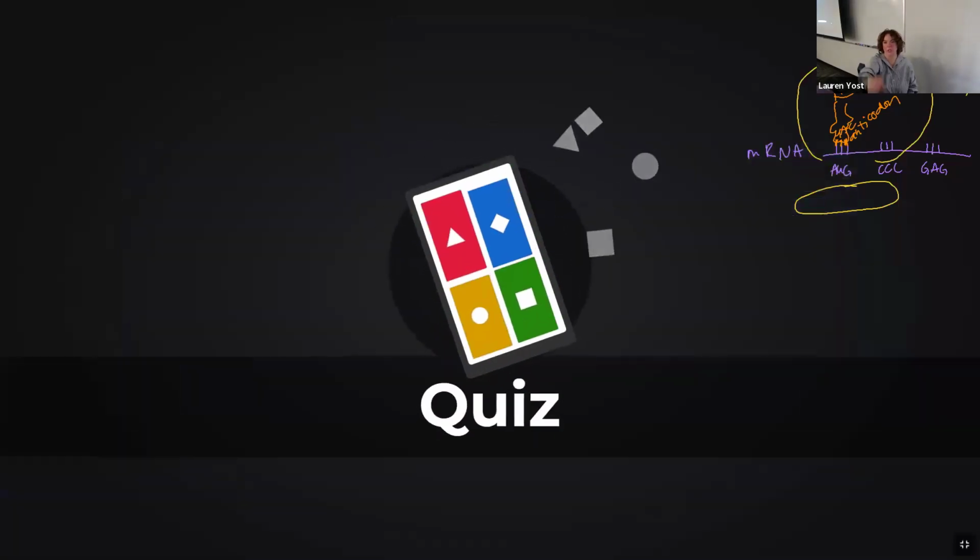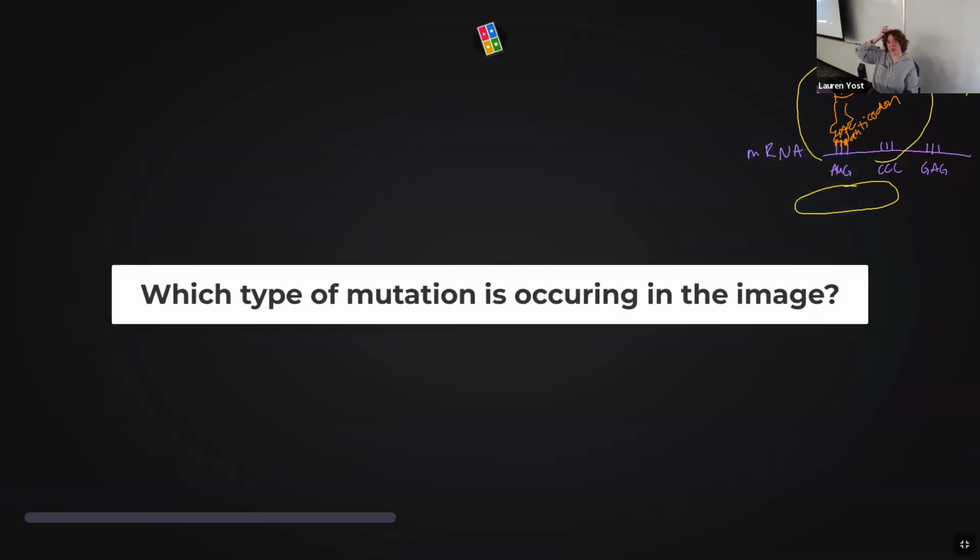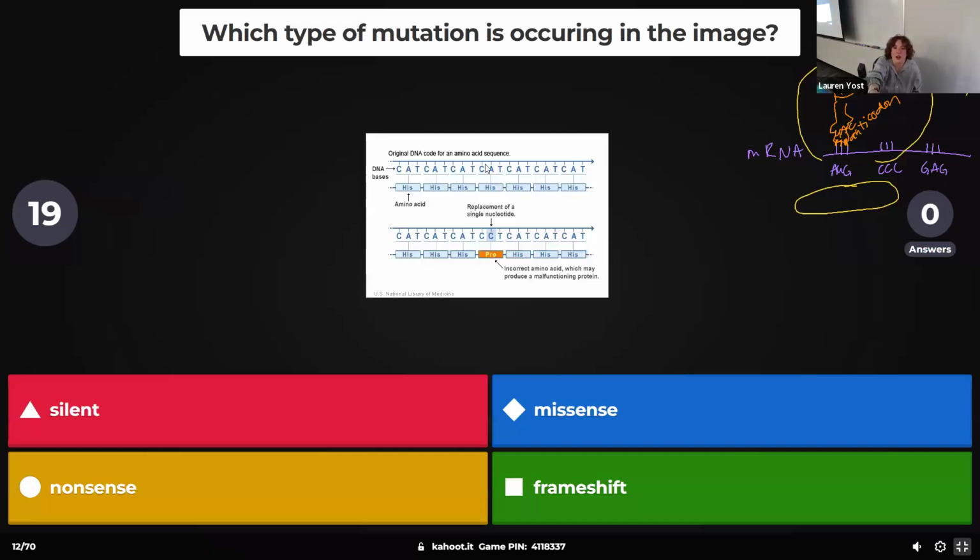It's a lot of people. You guys did pretty good on that question. All right, which type of mutation is occurring in this image here? So here we have one CAT got changed to CCT, and instead of coding for histidine, we're now coding for proline. What type of mutation is that? Changed one nucleotide, which changed our outcome amino acid.